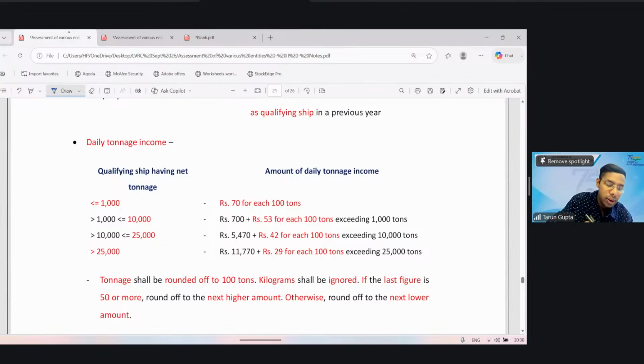So up to 1,000 net tonnage, the daily tonnage income is rupees 70 per 100 ton. From 1,000 to 10,000, the income is 53 per 100 ton. From 10,000 to 25,000, the income is 42 per 100 ton. And beyond 25,000, the income is 29 per 100 ton. But the tonnage has to be rounded off to 100. If the last figure is 50 or more, round it off to the next higher amount. If the last figure is less than 50, round off to the next lower amount.